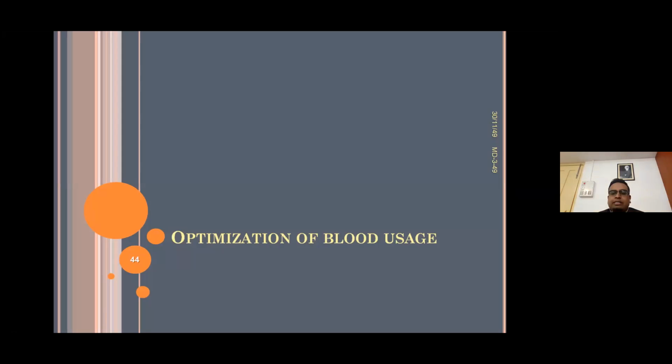Coming to optimization of blood usage, how do we optimize blood usage? This is very important, and this is the era where we want to optimize blood usage, and here we would actually need the help of our clinician friends.